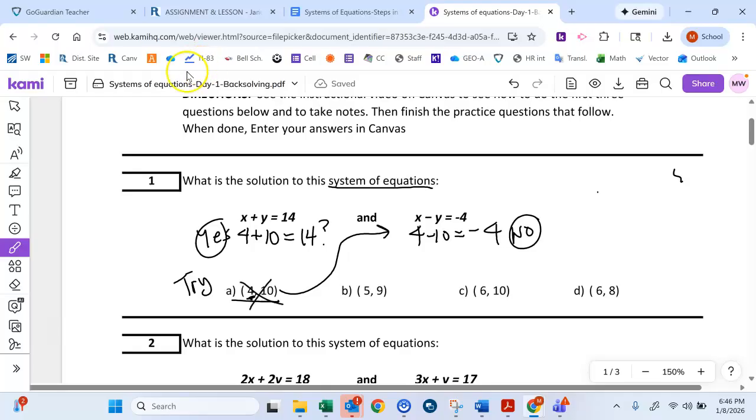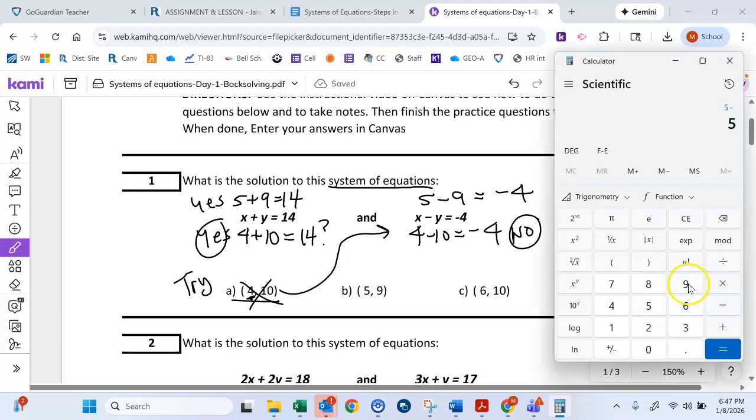So I'm going to try this one as well. Up here, it's 5 plus 9 equal 14. Yes, it does. If you try your calculator, that's a yes. Does 5 minus 9 equal negative 4? Yes, it does. I know you should use your calculator if you're not sure about negatives. 5 minus 9 equals negative 4. So yes, that is our correct answer.